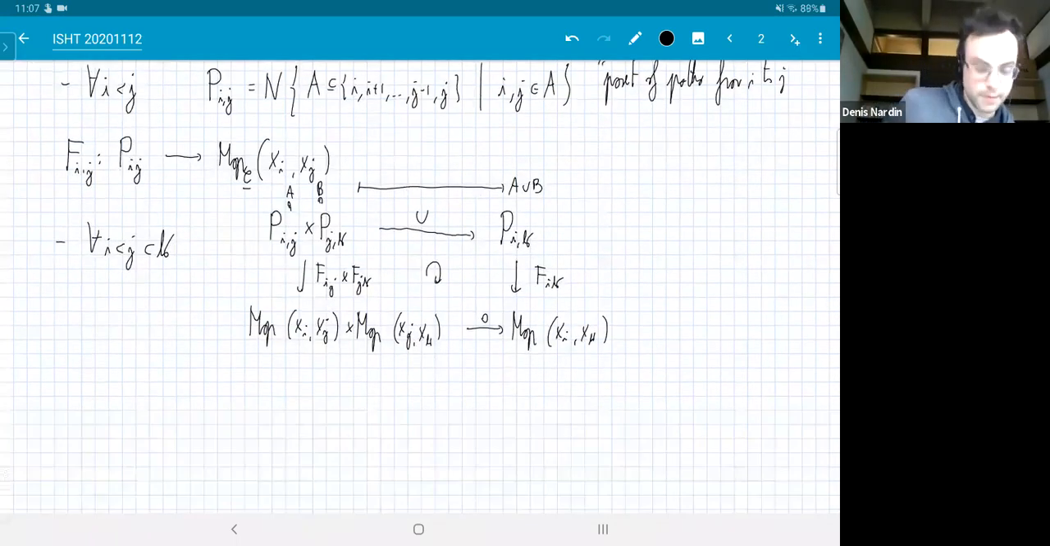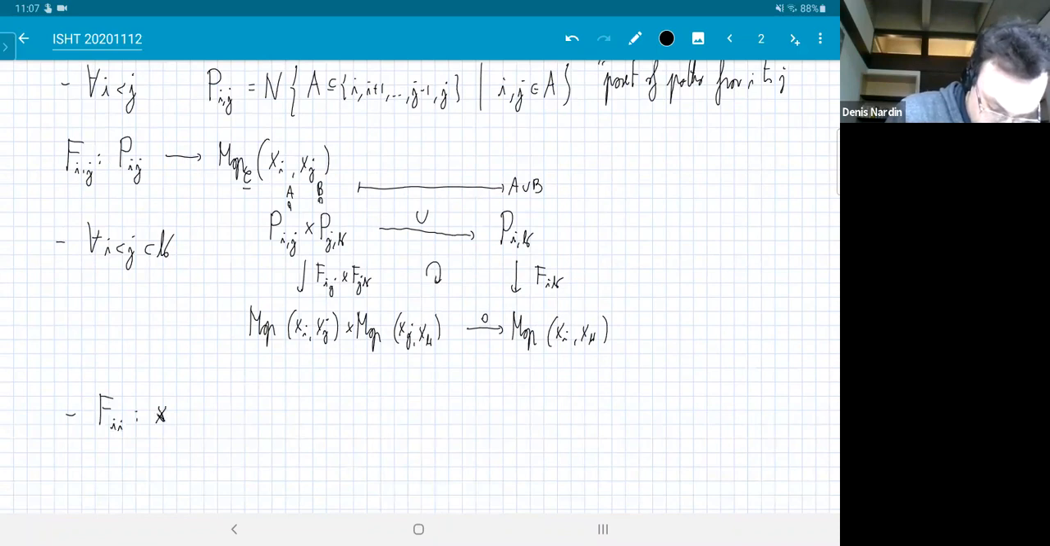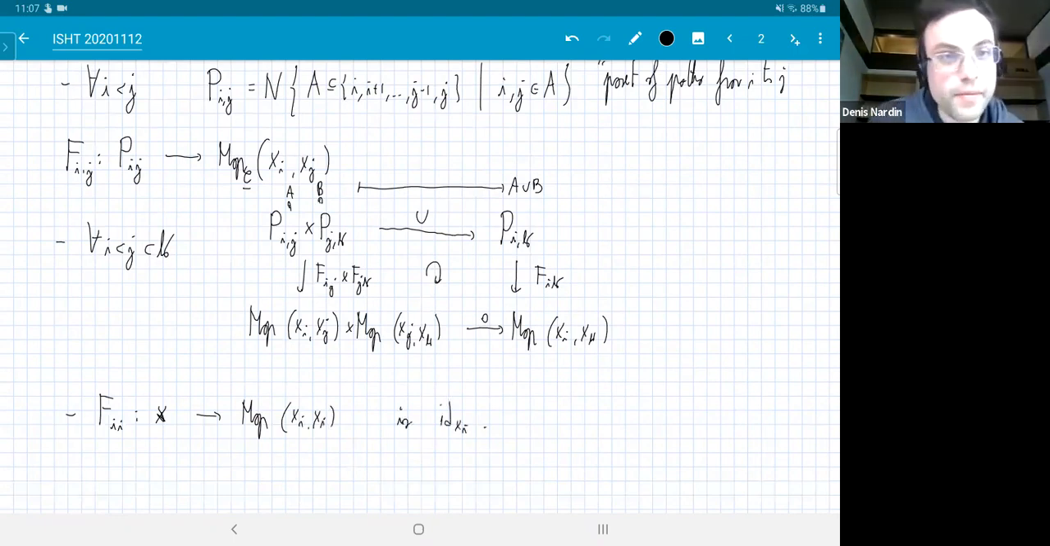And as Benjamin was noticing, you also need a condition that f_ii from the point to maps x_i x_i is in fact the identity of x_i. That's, well, this is just p_ii, if you want.